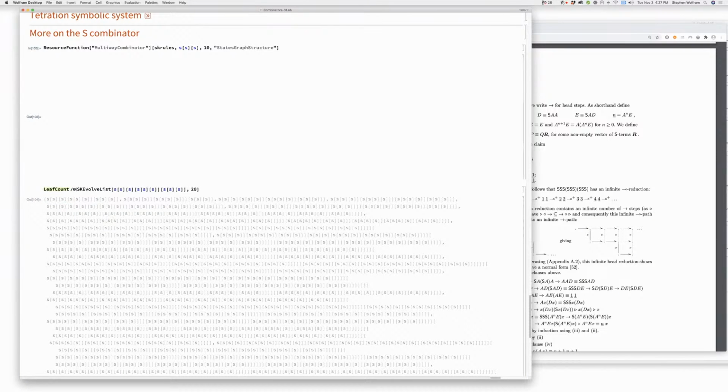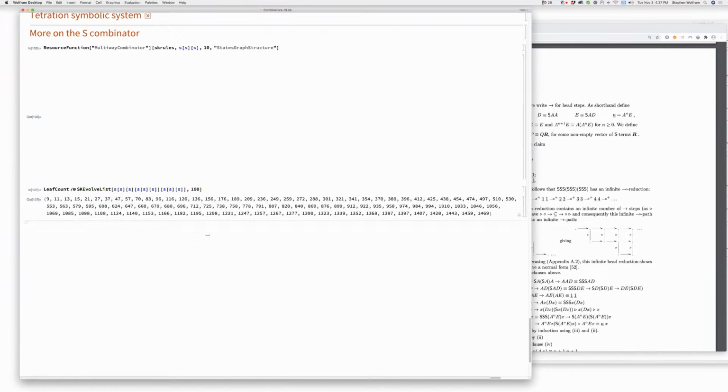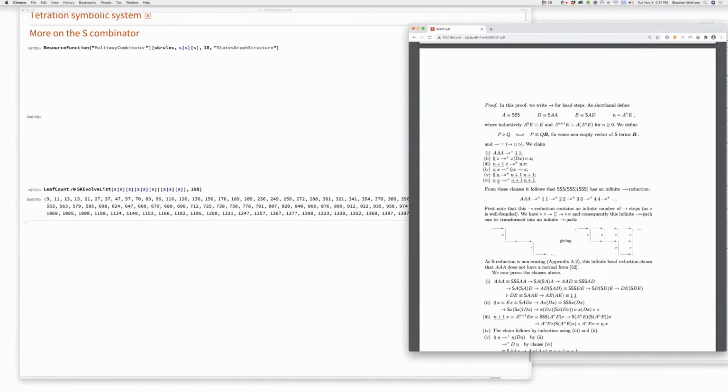Okay, so the claim is that this one has an infinite. So it's looking plausible. That's infinite. How many steps does that have? And how many leaves does that? Oh, it has 9 leaves. I haven't looked at the 9-leaf ones yet myself. Okay, so this claims it goes like that.